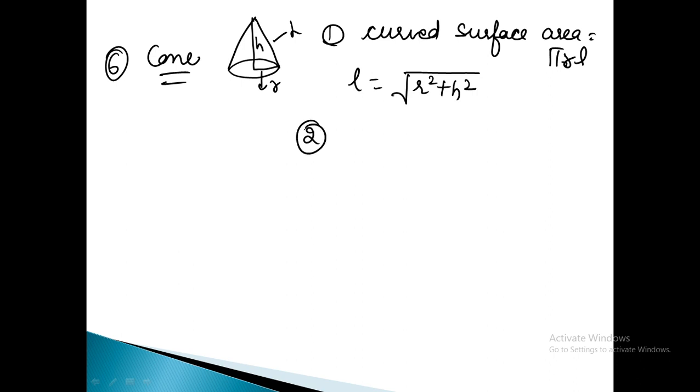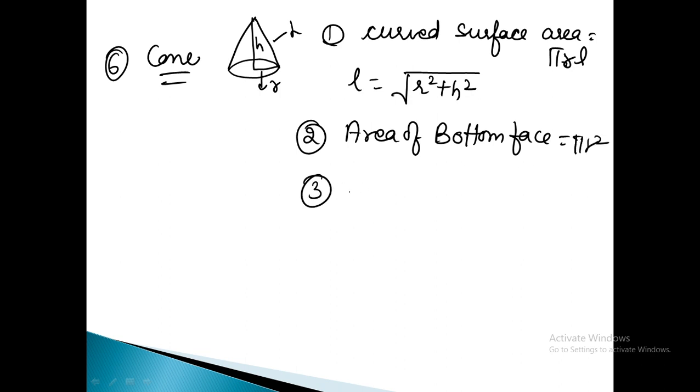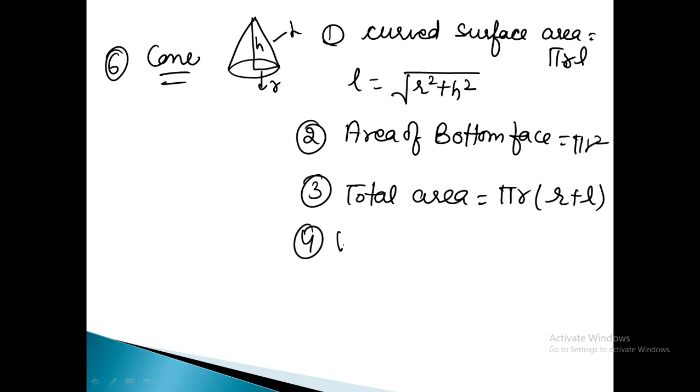square. And second is area of bottom face, that is equal to pi r square. And third is total area, that is equal to pi r (r plus L). Volume is equal to 1 by 3 pi r square h.